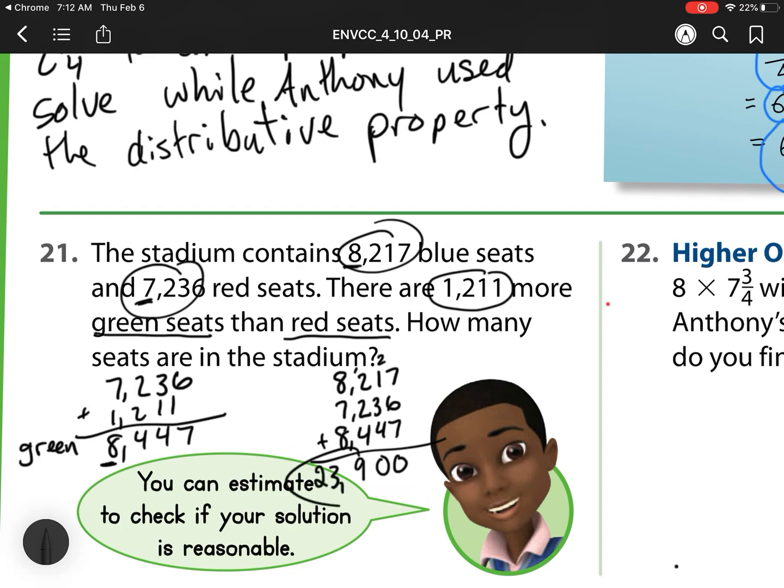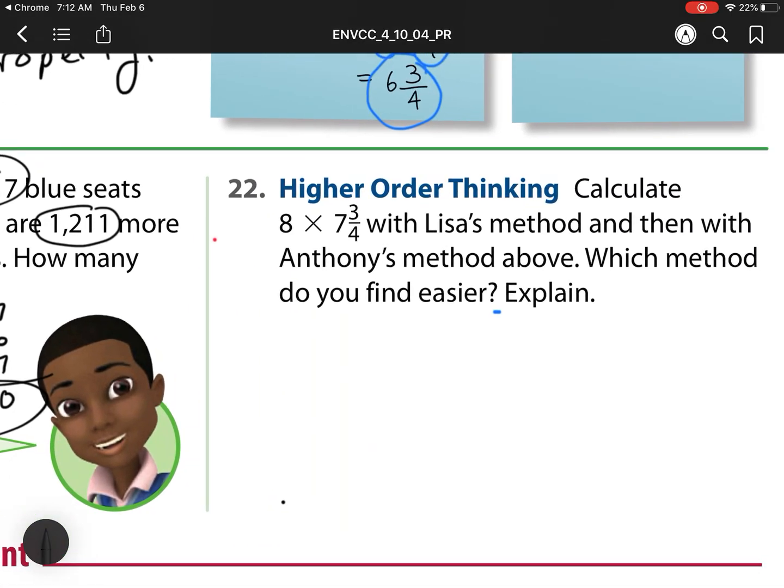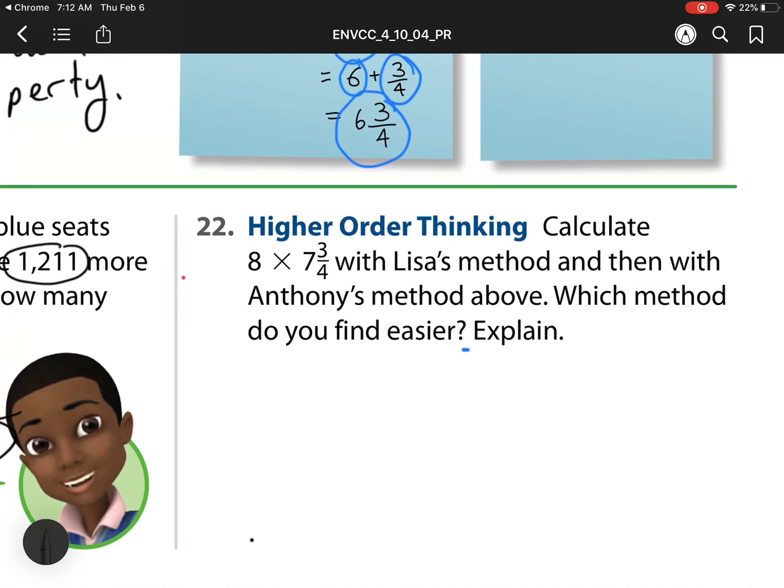So my answer is 23,900, which is close to that 24,000. Number 22. Calculate 8 times 7 3/4 with Lisa's method and then Anthony's method listed above. Which do you find easier? And explain. So I'm going to do Lisa's method first.